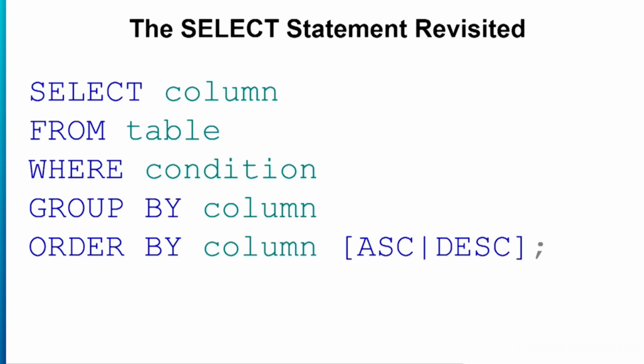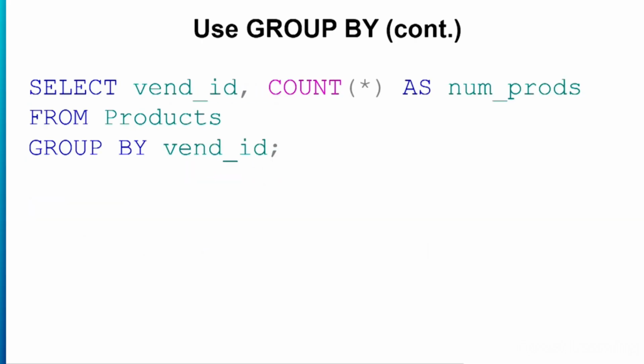So this is a good time to once again revisit the select statement. We have now added additional clauses, so let's look at the order. Select column comes first, from table, where in your condition, then the group by if there is one, and then your order by. They have to be in that order. And if you are going to use a group by and an order by, the group by must come first. So let's look at an example.